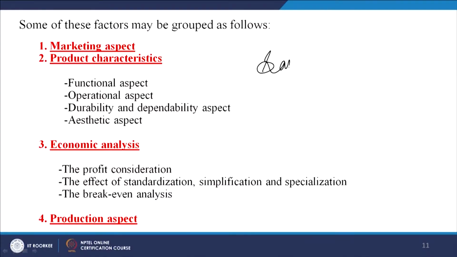Similarly, the marketing, test marketing, all these factors are the industrial engineering focus area for the product development process. Now, quickly let us see, these are taken from a book by Samuel Eilon, Production Planning and Control, chapter number 2, product design and development. So, there all these factors are clearly mentioned. Some of these factors may be grouped, whatever we have covered in the previous slide. So, we can have marketing aspects of the product, then product characteristics. In product characteristics, functional aspects are very important.